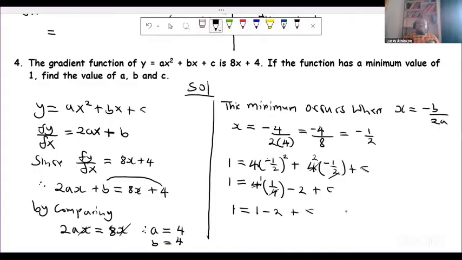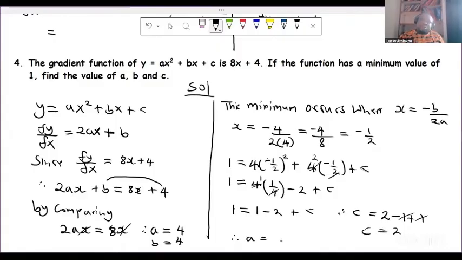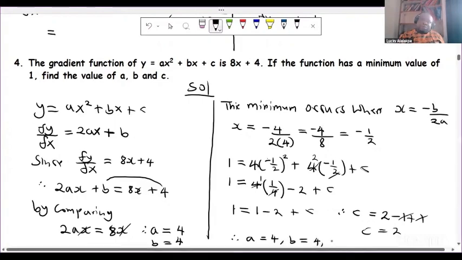So by the time we make c the subject, if every other thing goes to the other side, 2 goes here and will be positive, minus 1, then plus 1. This 2 will cancel, so c becomes 2. So therefore, it means that our A is 4, our B is 4, and our C is 2. All right. You will write that down. So let's move on.